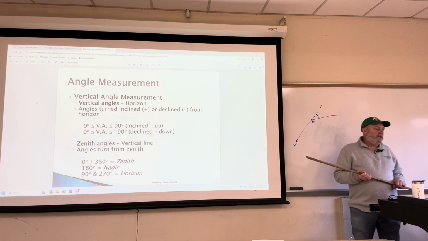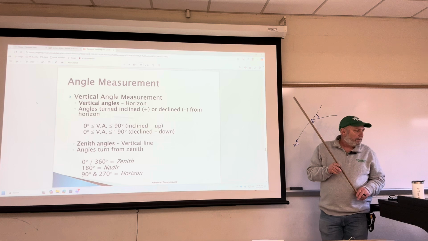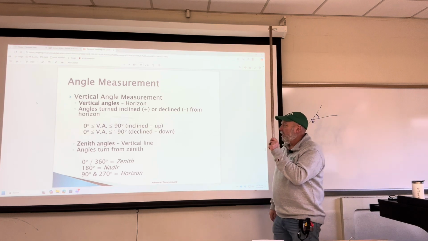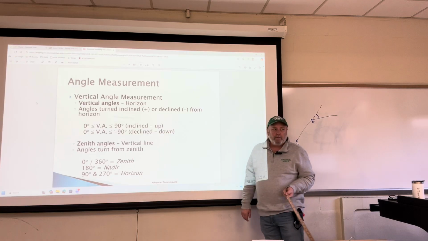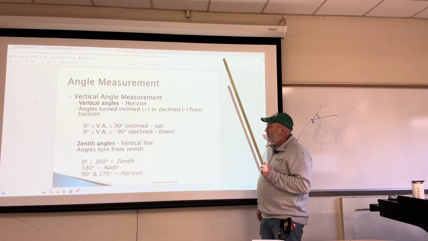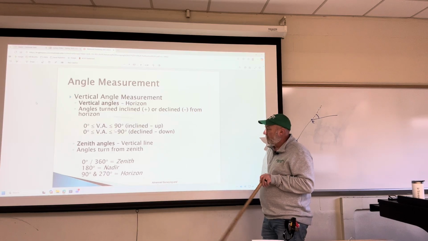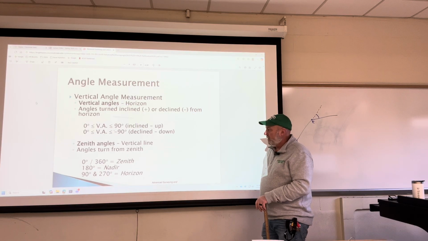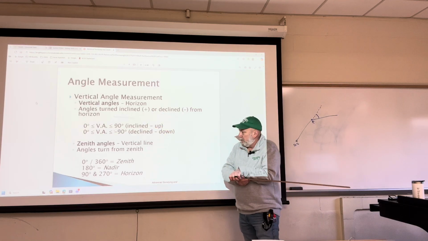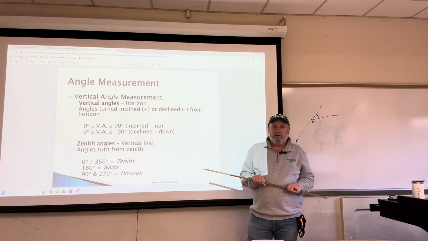So your zenith angles, again, I mentioned before, they start from the zenith straight up and they go all the way around. 180 degrees will be looking straight down, the nadir. 90 degrees and spin around to 270 degrees, you're at your horizon.